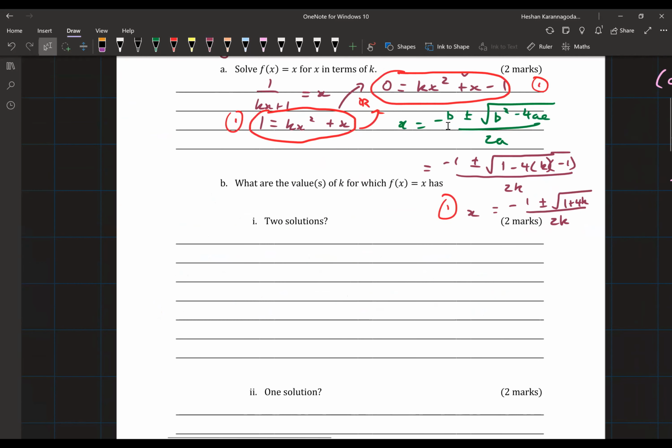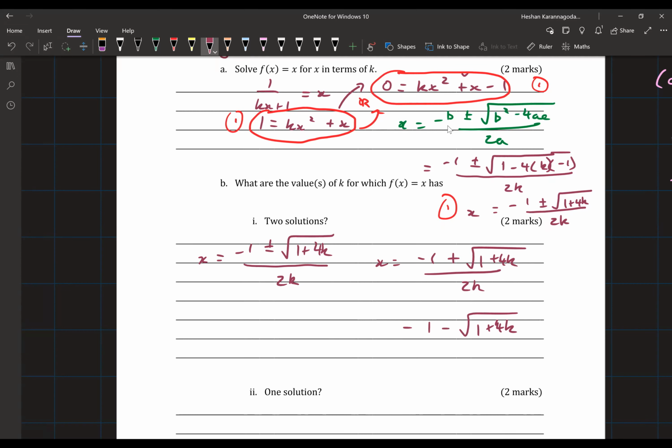So whenever we're asked for the number of solutions, the best thing to do, if we already know the solutions in terms of k, is just write down the solution again, just for reference. So x equals -1 plus or minus the square root of 1 plus 4k, divided by 2k. And we can think more algebraically about when the values of k give two solutions. So we've got x is equal to -1 plus the square root of 1 plus 4k over 2k. And then we've got the minus version as well: -1 minus the square root of 1 plus 4k over 2k.